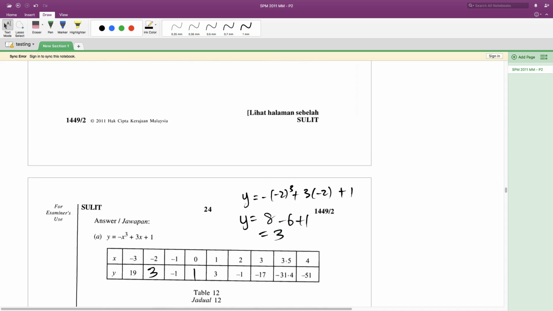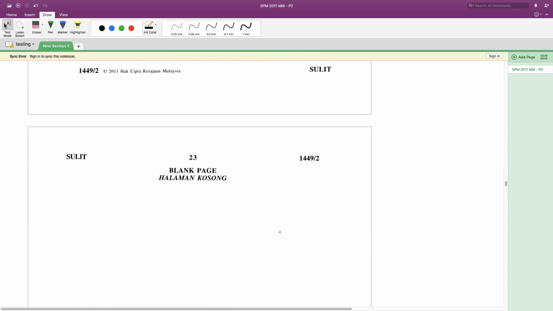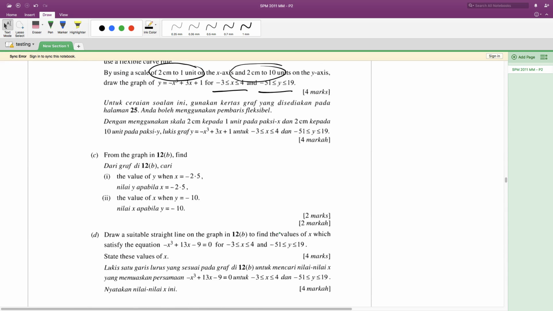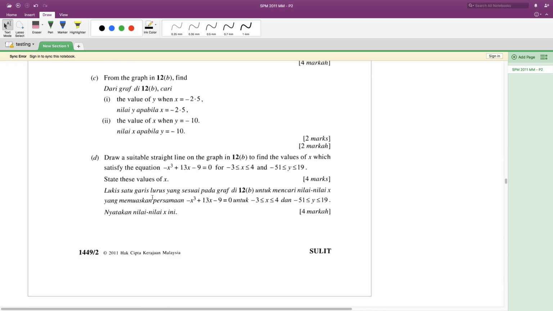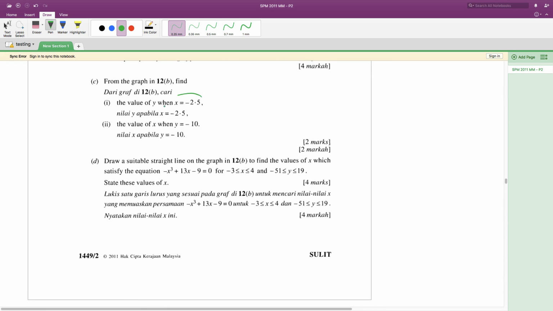Okay, then we go to the part C. Make sure you follow back the scale given here. Okay, 2 centimeter to 1 unit. So you can see just now I like negative 3, negative 2, negative 1, okay? And then 2 centimeter to 10 units, so you see I negative 50, negative 40, negative 30, okay? Then part C. The question asks you to find the value of y when x equals to negative 2.5.